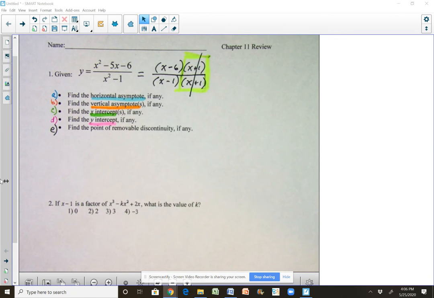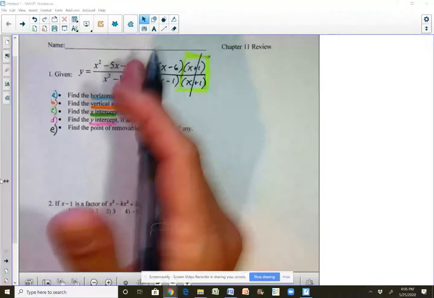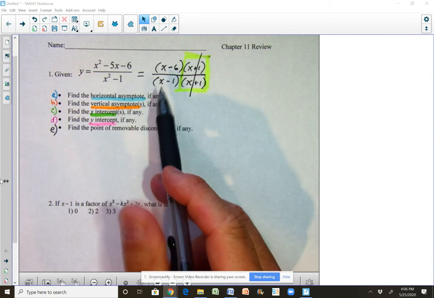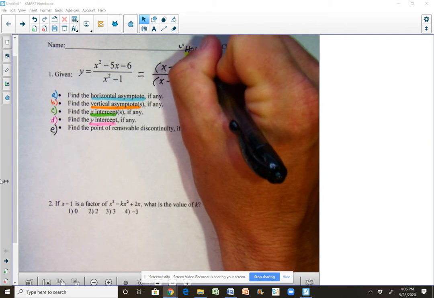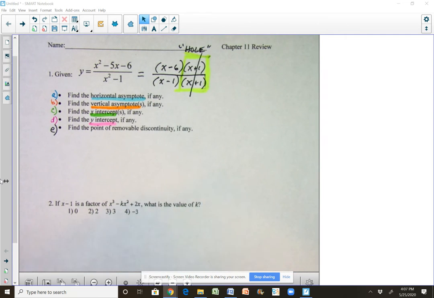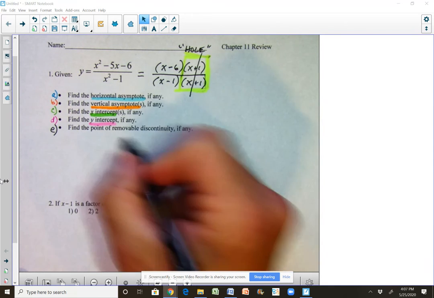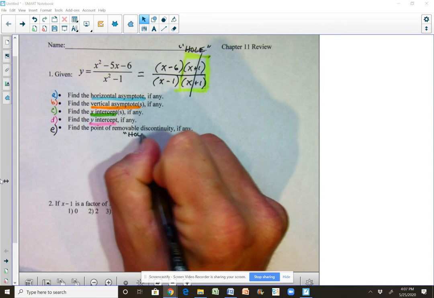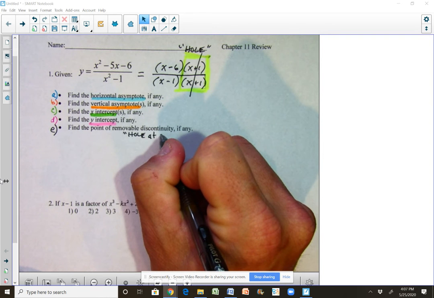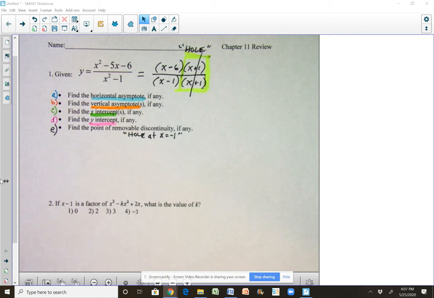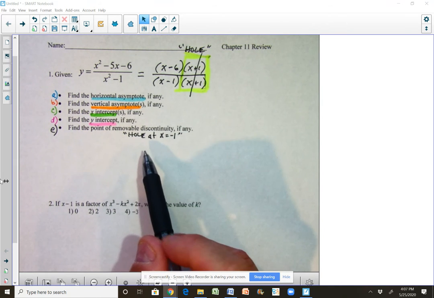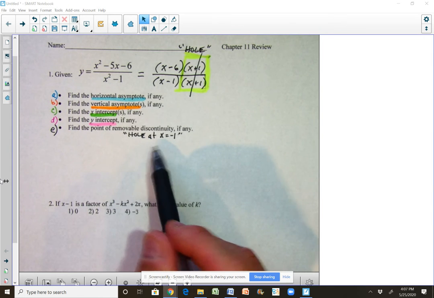That's called a point of removable discontinuity. You can remove that discontinuity, and then find where that hole would be. So anytime you've got a factor that is a shared factor top and bottom, and you can cancel it out, that's going to be a hole. So letter E, find the point of removable discontinuity. That's that hole. And we know it's going to occur at x equals negative 1. I know that because the factor is x plus 1, so the x value for that factor is negative 1. So we're going to wait on that for a little bit, and we'll get to that towards the end about how to find the y value.